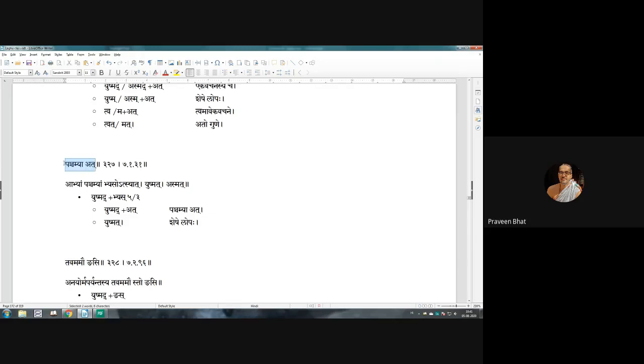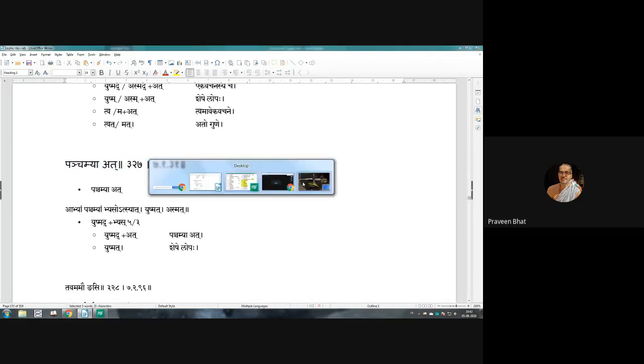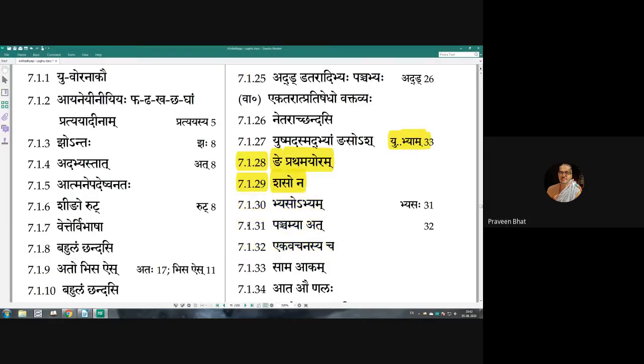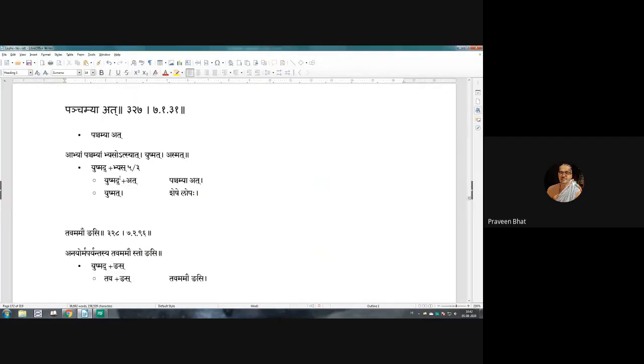Panchamya At is used here. The next sutra, introduced by Laghukara, is out of sequence. Panchamya At, which we just saw and marked, this 7131. Panchamya At. So everywhere this At here will apply now.